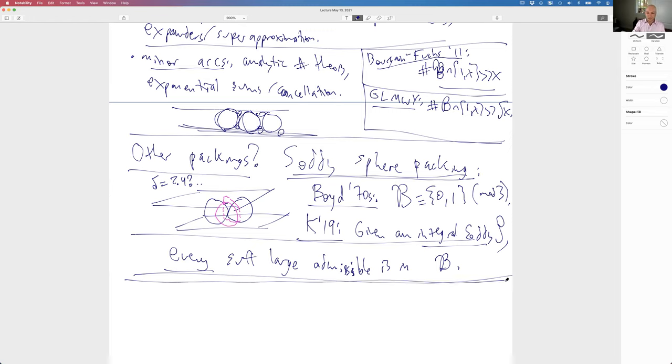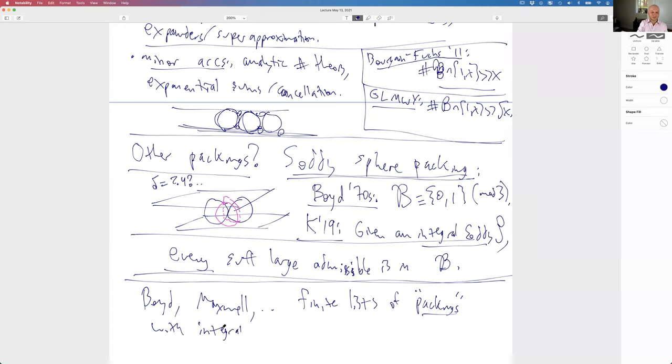So there were a number of generalizations that were observed in work of Boyd, by Maxwell, by a number of authors, giving finite lists of packings, although it wasn't clear what packings even was supposed to mean necessarily, with these integral structures. In some sense, this might go all the way back to, as I'll show you in a second, an old paper of Bianchi.